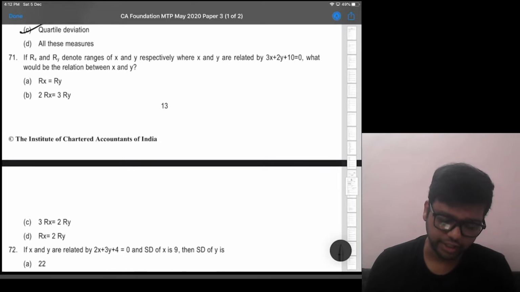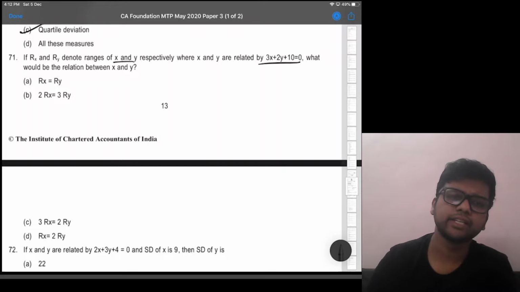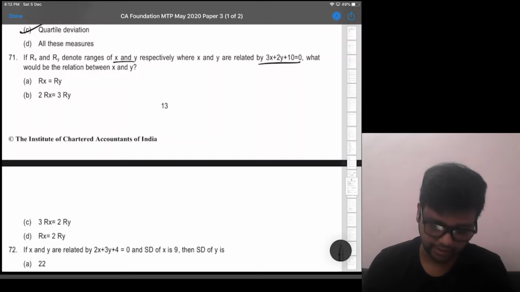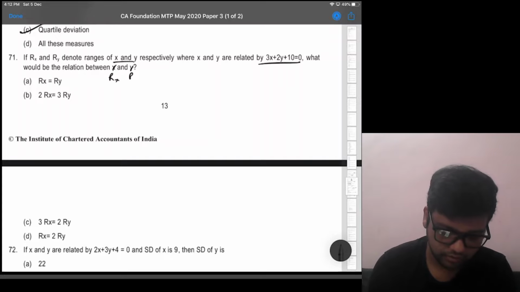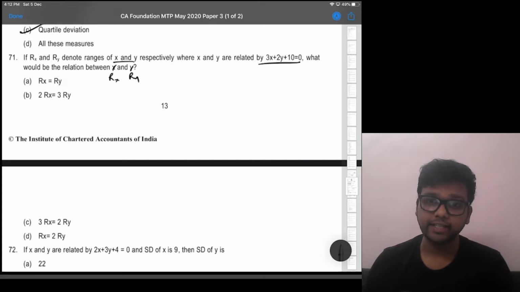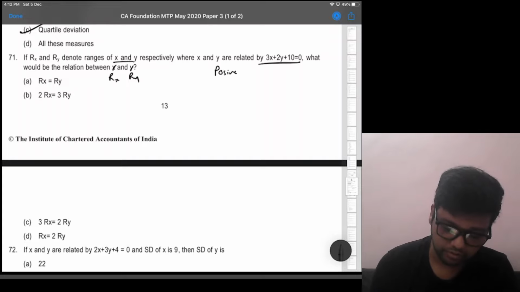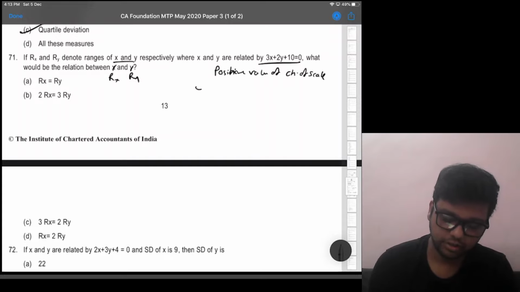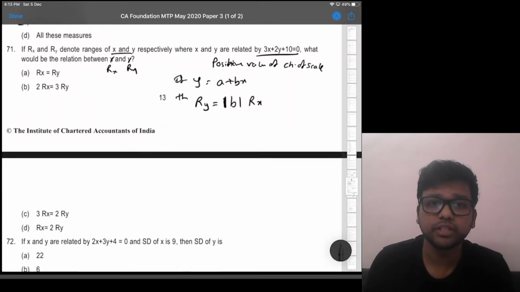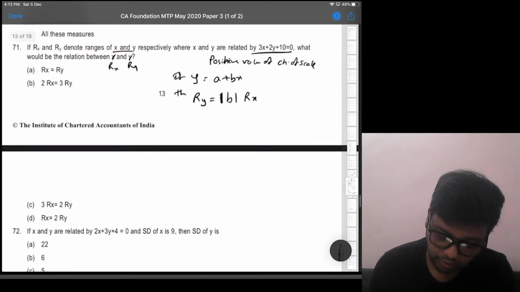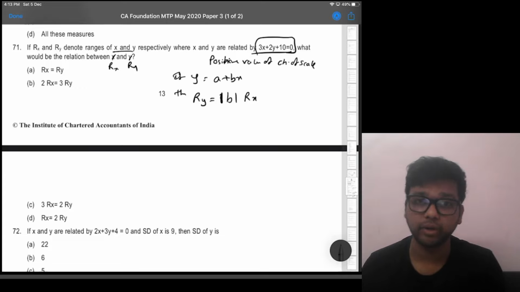Let Rx and Ry denote ranges of X and Y respectively, where X and Y are related by this. What would be the relation between X and Y? They wanted to ask range of X and range of Y. Now understand, range is affected only by the positive value of change of scale. So you should remember like this: if y = a + bx, then range of y is equal to the absolute value of b into range of x. So let's try to use this. Let's rearrange this in the standard form y = a + bx.